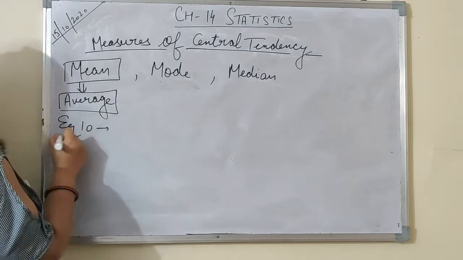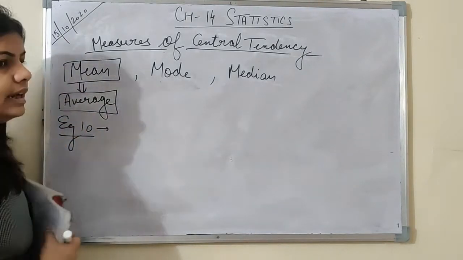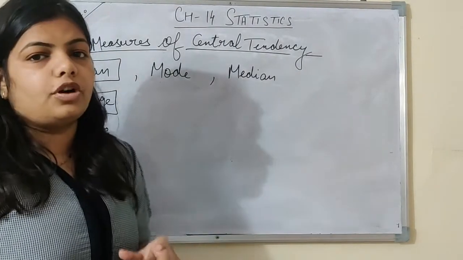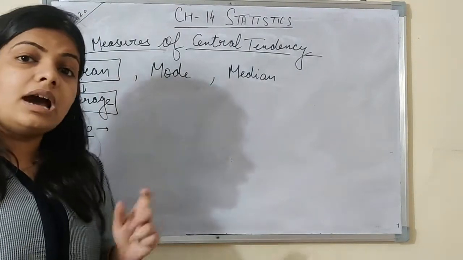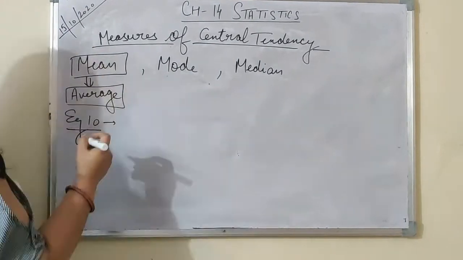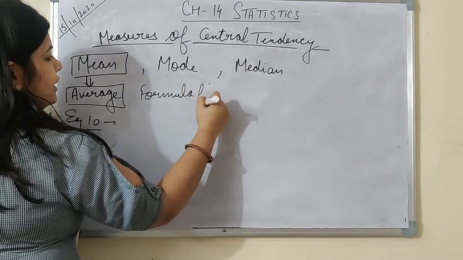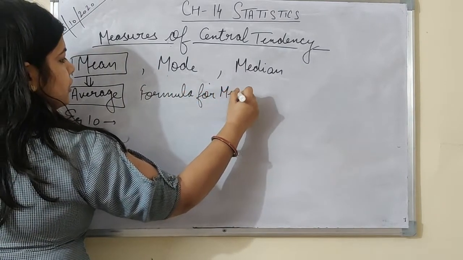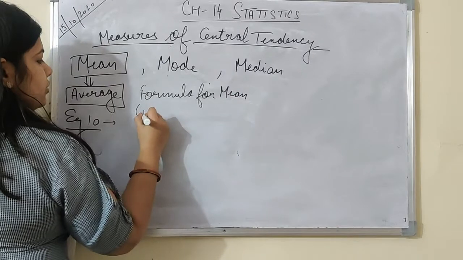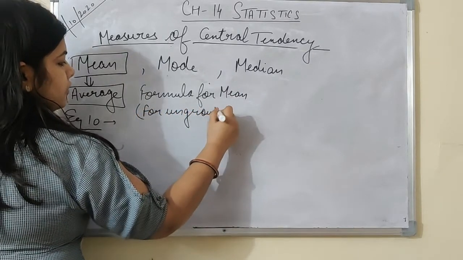Now there are two formulas for different data. For example, if your data is given in ungrouped form, then I am now writing the formula for finding mean for ungrouped data.